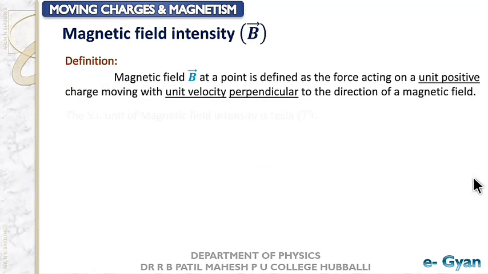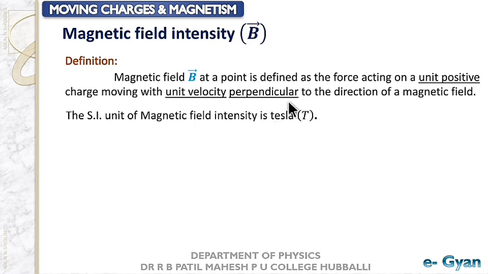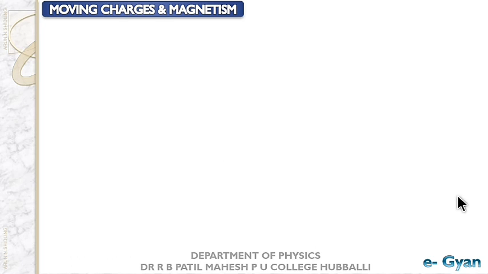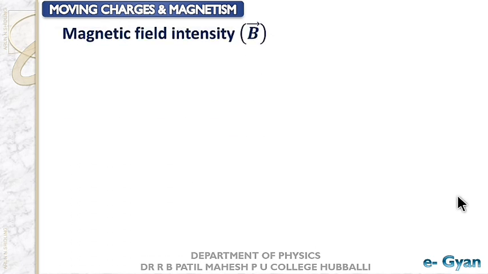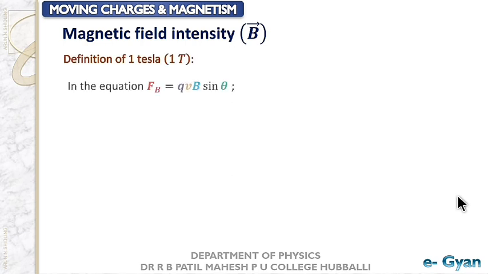The SI unit of magnetic field intensity is Tesla. Tesla is the name of a scientist, Nikola Tesla, and in his remembrance we have put the name Tesla as the unit of magnetic field intensity. Moving ahead, we shall try to define what is 1 Tesla. To define 1 Tesla, once again I'll take the magnetic Lorentz force equation and make B equal to 1 by all the other values.